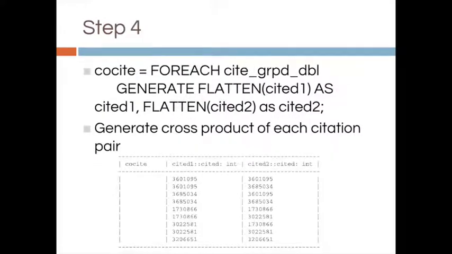So in this step, in order to generate the cross product for each citation pair, we will create a new table called cocite, and we will do a for loop where for each entry in the previous table, which is cite_group_double, we will generate two columns. We will have cited1 and cited2. You can see in the first bullet point here, we generate those two columns by using the flatten command on the previous columns in the previous table.